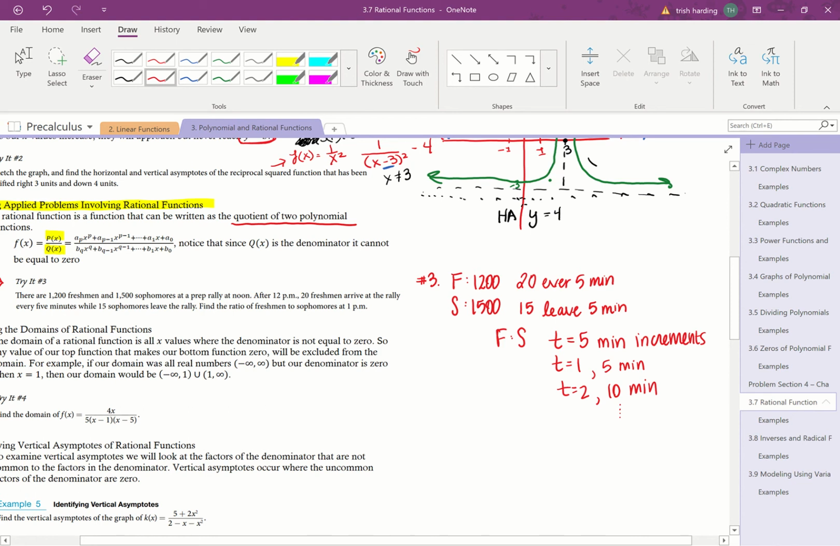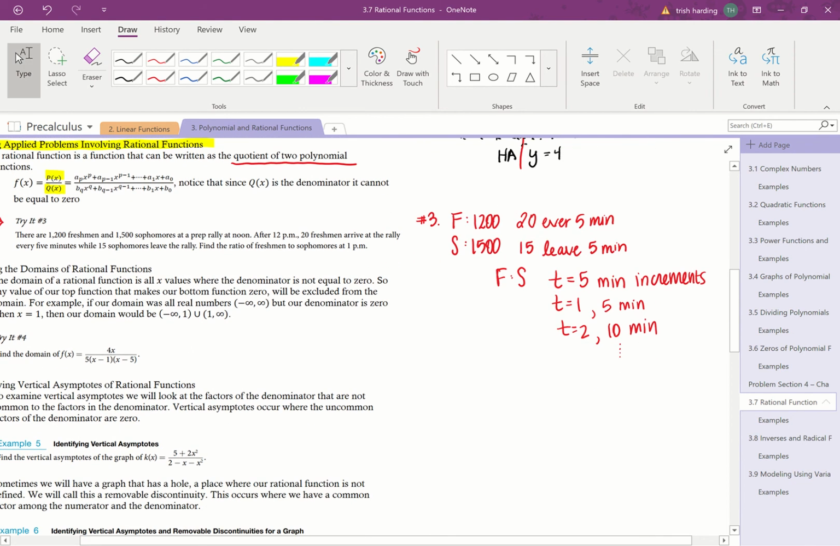So my t is going to go from 0 to whatever numbers. So keep in mind when you set your increments, it doesn't necessarily have to be something crazy like that exact increment. You can do that, just like we did for years previously. So if the freshmen are going to be 20 every 5 minutes, that's 20t. And remember, they're going to be coming in at a rate of 20 every 5 minutes, so it's going to be positive, plus 1,200.